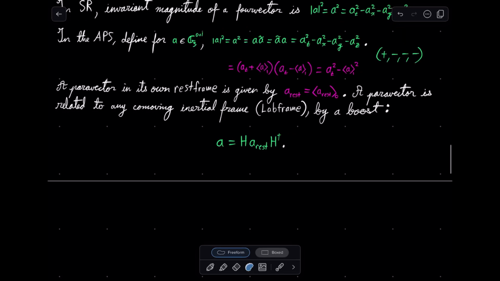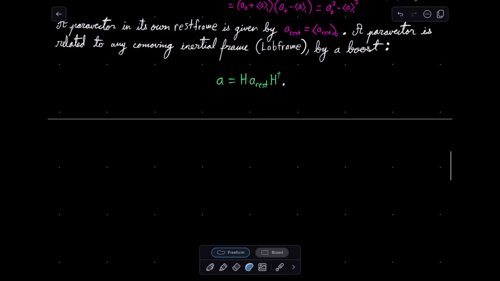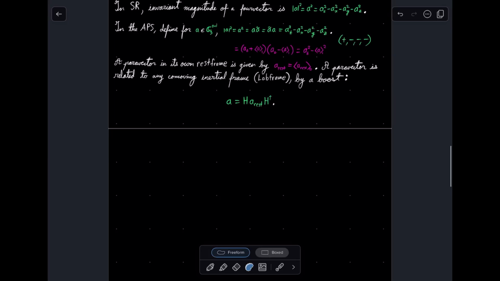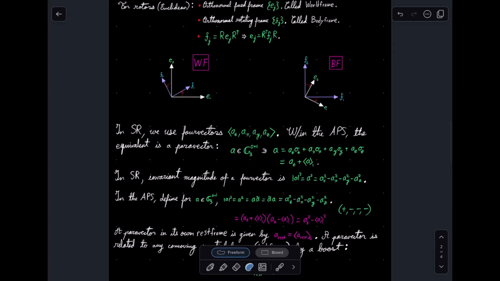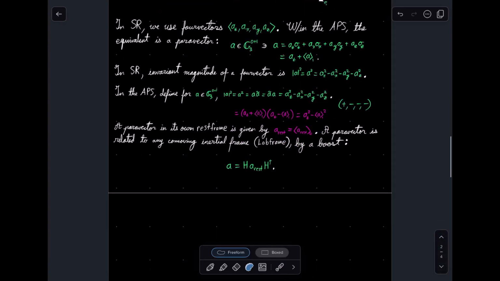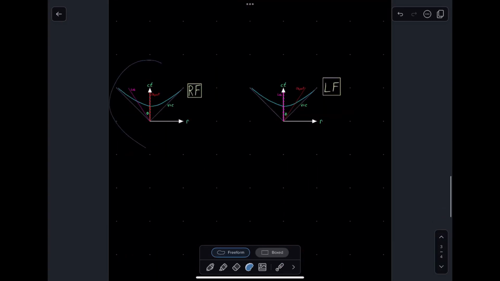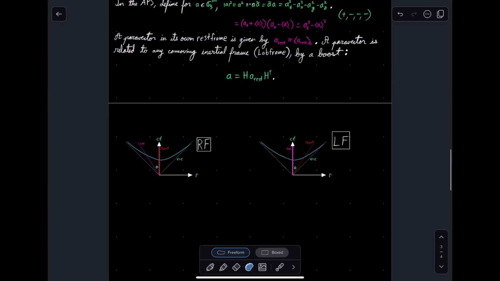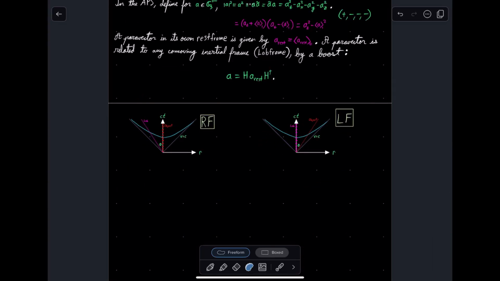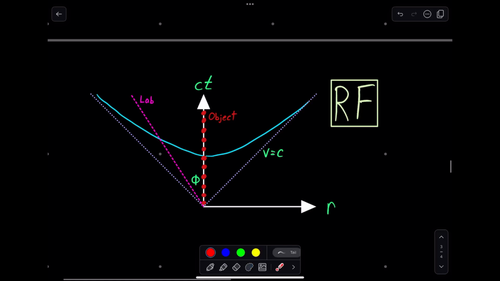Now, how exactly does this work? What does this look like? We have pictures for the world frame and for the body frame, but what about the lab frame and rest frame? Well, I have pictures for these as well. In an object's rest frame, it is only moving through time. So it's moving through the CT right here. It's not moving in space. It has no velocity. It is just stuck in time.